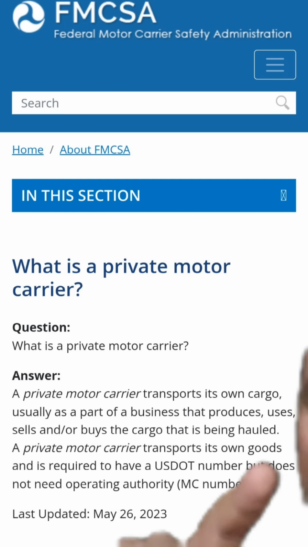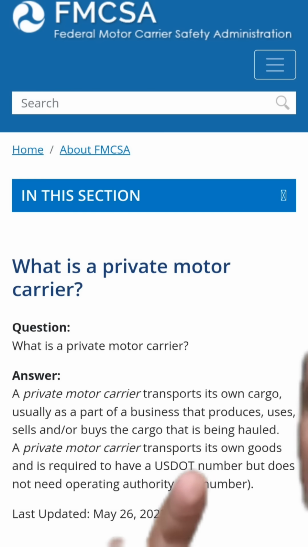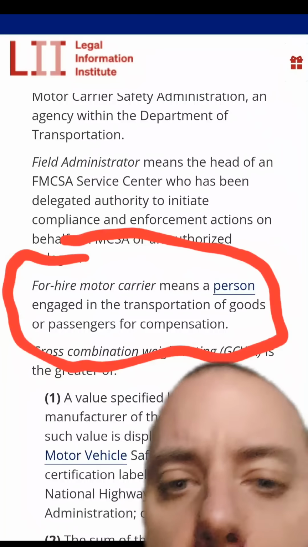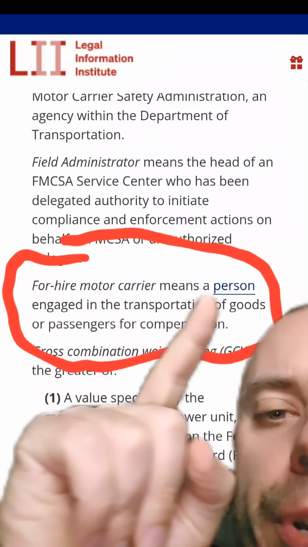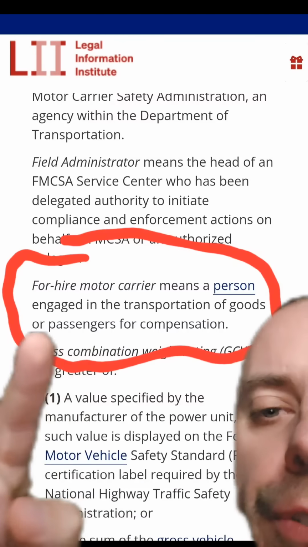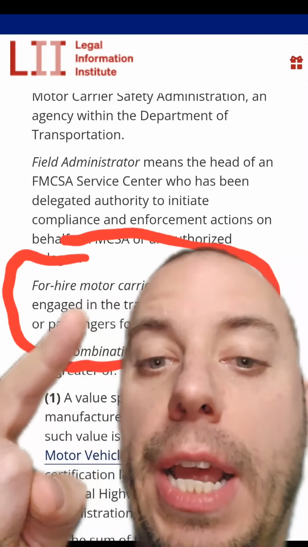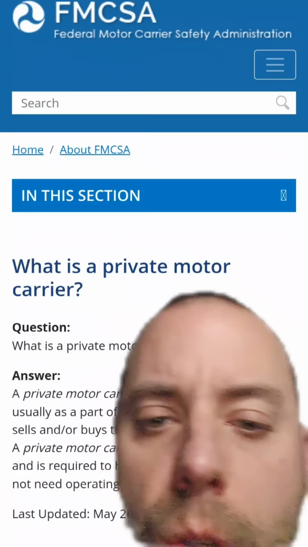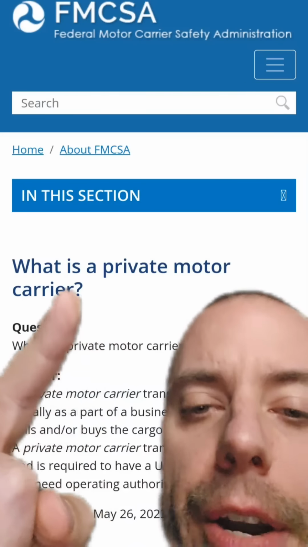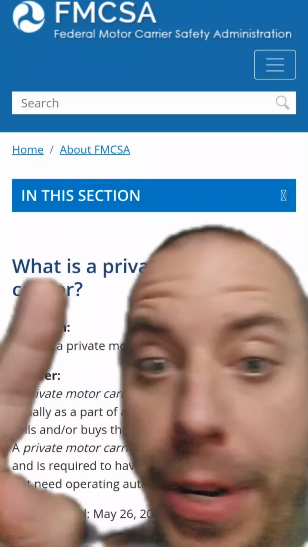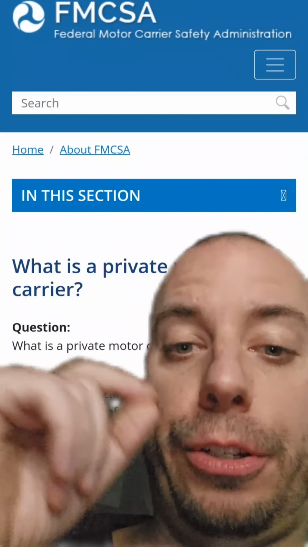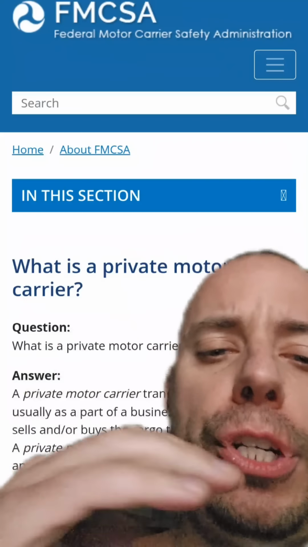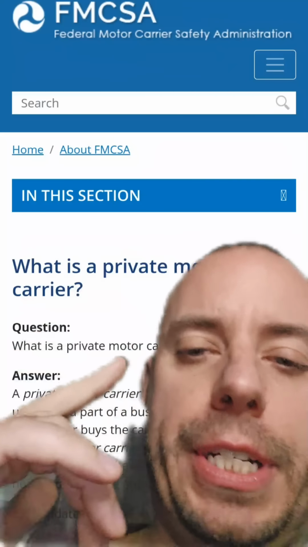A private motor carrier transports its own goods and is not required to have a U.S. DOT number, but does not need operating authority. Heading back over to 49 CFR 390.5T, for-hire motor carrier means a person engaged in the transportation of goods or passengers for compensation. So this is very, very interesting. Going online and getting a private motor carrier DOT number is completely free, and it's attached to some sort of business or trust. Ideally, you would create a trust, and then you would attach it to the trust, which is more complicated than this short video can go. This is kind of like just to give you ideas.